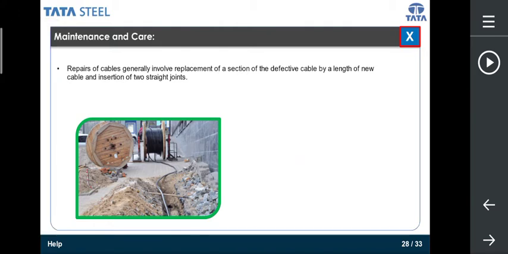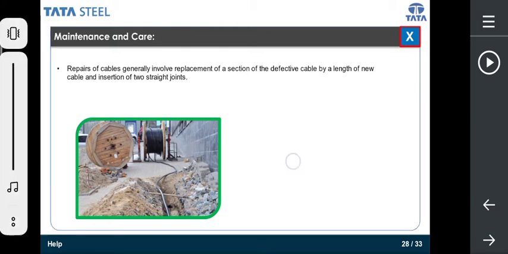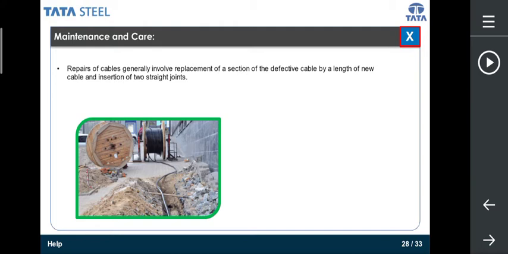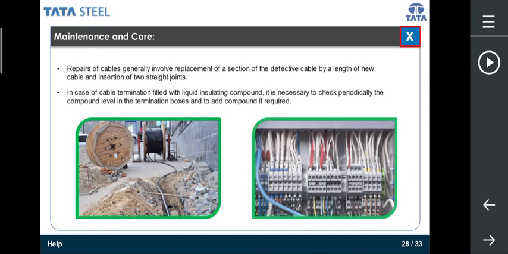All repairs and new joints in connection with repairs should be made in the same manner as joints on new cables. In some cases where the insulation has not been damaged severely or where moisture has not obtained ingress into the insulation, it may only be necessary to install a joint at the point of cable failure. Maintenance of end terminations. In case of cable terminations filled with liquid insulating compound, it is necessary to check periodically the compound level in the termination boxes and to add compound if required.